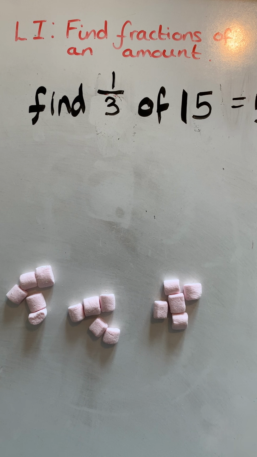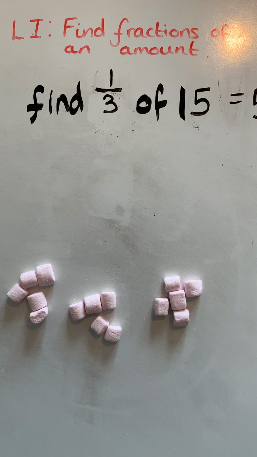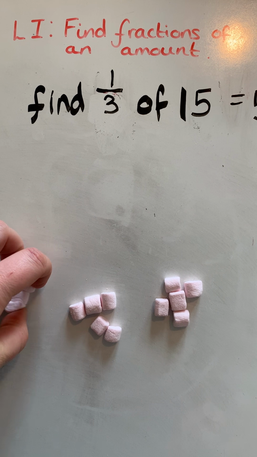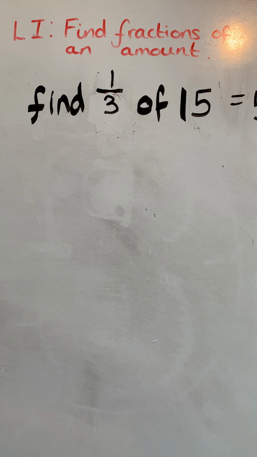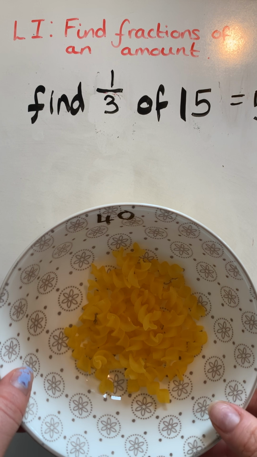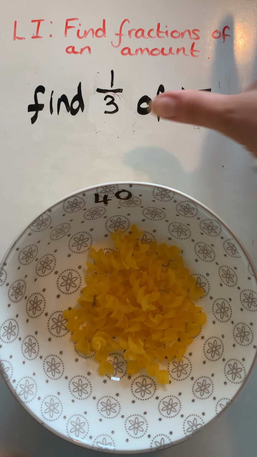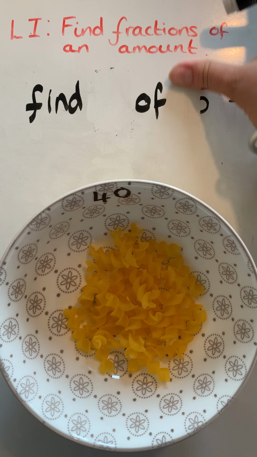Okay, one more challenge for you to do, and then I would like you to have a go at trying to find 1/3, 1/4, and 1/2 with different objects in your house. Okay, so this is the last challenge. Let's see if you can have a go at this. Okay, so I've counted out here 40 pasta shells. Okay, so we've got 40 pasta shells, and this time we are looking for 1/4 of 40.